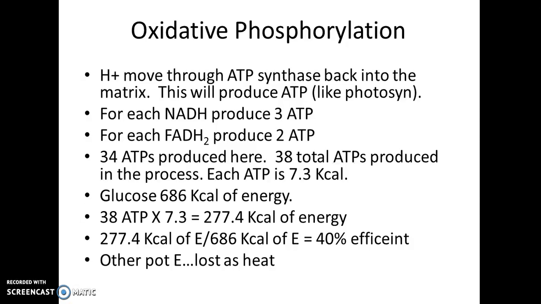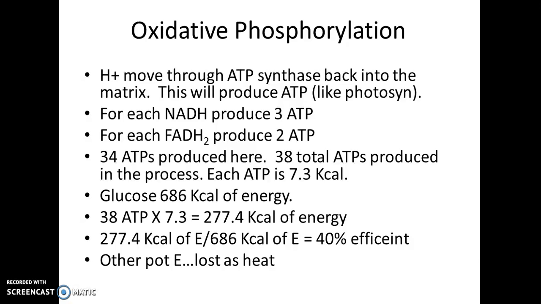So there are 34 ATPs produced in the oxidative phosphorylation. You add that to the 4 ATPs already produced, and you get a grand total of 38 ATPs. Now remember, each ATP, when you break the phosphate, releases 7.3 kcals of energy. Glucose has 686 kcals of energy in the molecule. That's the potential energy. You end up with 38 ATPs, and you multiply it by 7.3, and you end up with 277.4 kcals of energy you actually retrieve from the glucose.